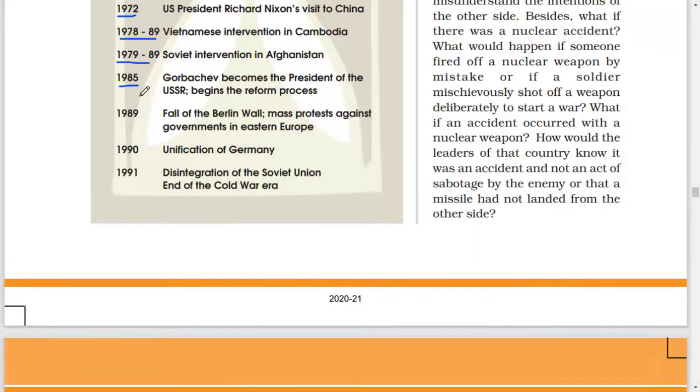1985: Gorbachev became the president of the USSR and begins the reform process. 1989: Fall of the Berlin Wall, mass protest against governments in East Europe. 1990: Unification of Germany. 1991: Disintegration of the Soviet Union, end of the Cold War era.